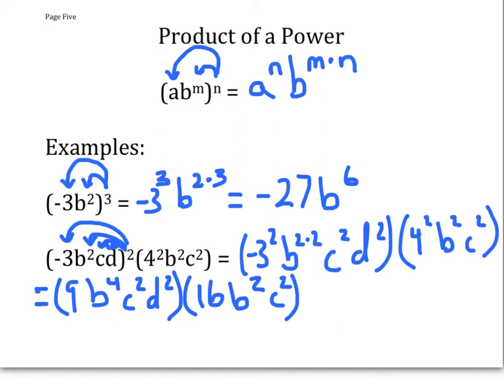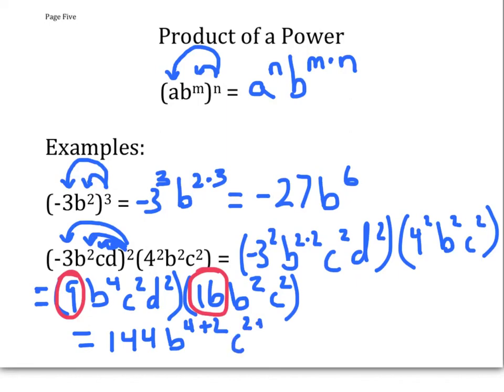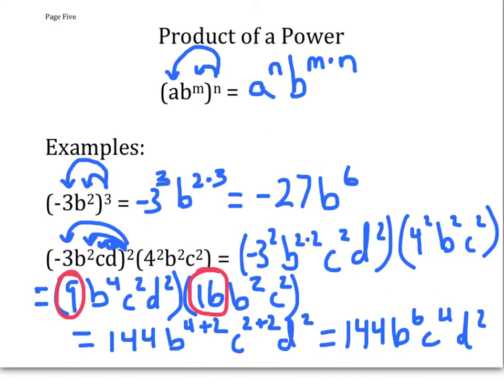And then we multiply that all together, 9 times 16, because I'm going to take my two numbers there, and I'm going to multiply them together, and I end up with 144. And I have b to the 4 plus 2, c to the 2 plus 2, and d squared, which is really 144, b to the 6th, c to the 4th, d squared.